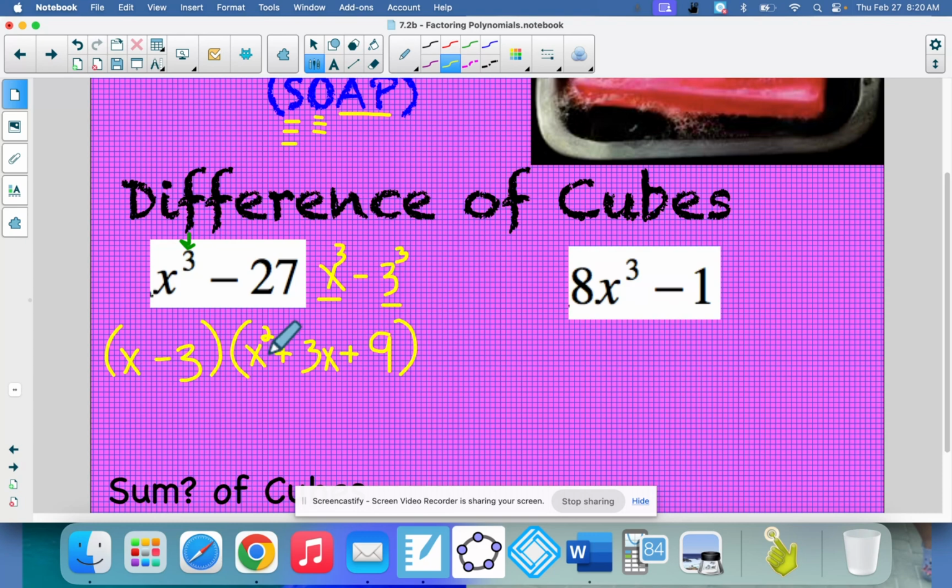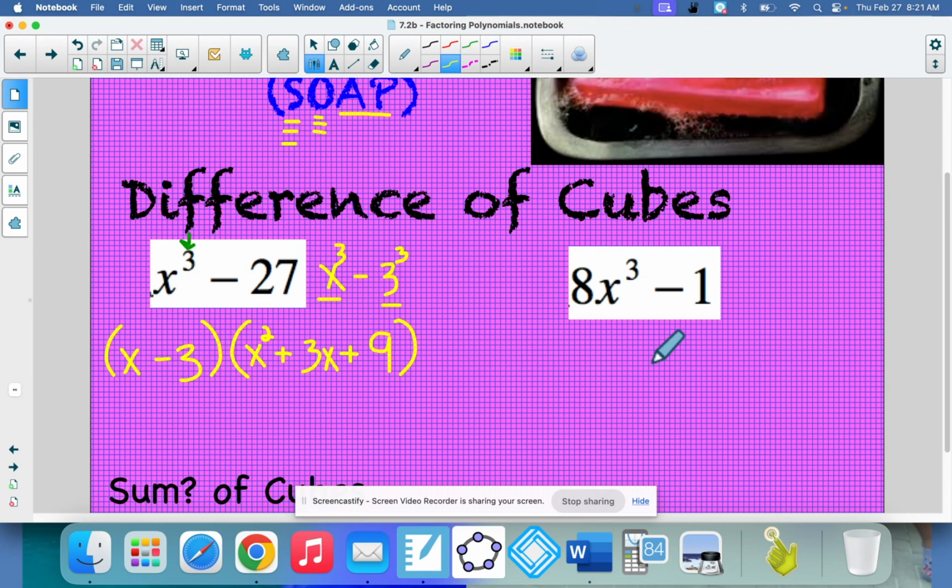If you want to pause the video and check it, go ahead and distribute the x and distribute the negative 3. You'll find that everything cancels except for x cubed minus 27. That's exactly how it factors. So you guys can, if you didn't pause the video for the check, pause the video to do this one, see how you do, and then I'll give you the answer.